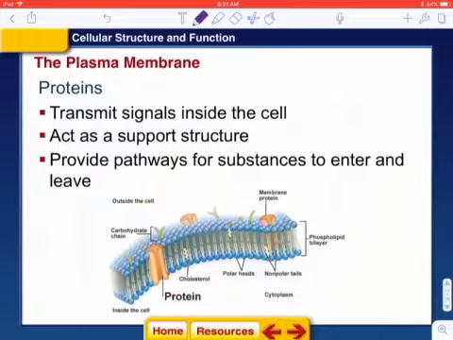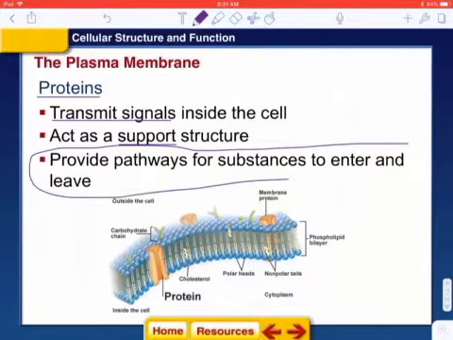Starting with proteins, if you recall from our discussion of proteins in our last unit over macromolecules, we said that proteins have a lot of different functions. So the same thing is true of the proteins found in our cell membrane. Some of them are responsible for transmitting signals throughout the cell. Some of them act as a support, so they provide structural support for the cell. But the ones that we're going to focus on in this particular chapter are the transport proteins. So transport proteins provide pathways for substances to enter and leave the cell. Here's a really great example of a transport protein.